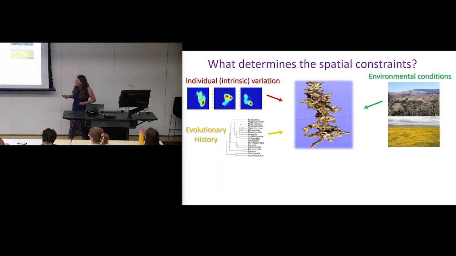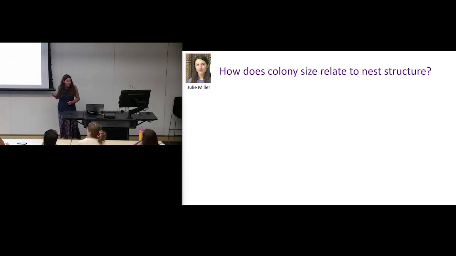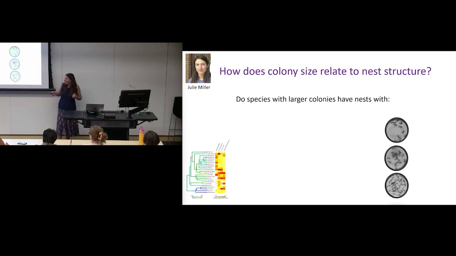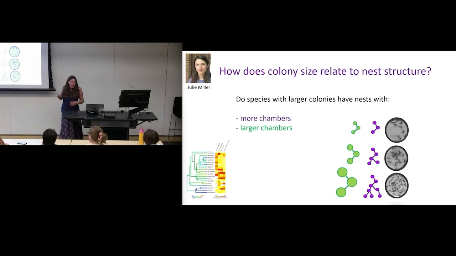To ask if colony size had an impact on nest structure, my postdoc Julie Miller at the time asked how colony size relates to nest structure by doing a meta-analysis, a comparative study of different ant species. She went to the literature and found as many casts of nests as she could, of as many ant species as she could find, and she looked up the size of the colonies of each species. She predicted that species with larger colonies will have more chambers in their nests, larger chambers, and more connections, more connectivity in their nests.